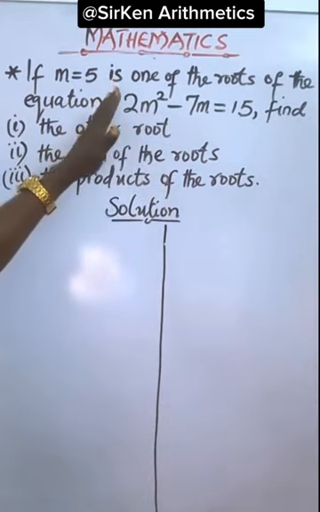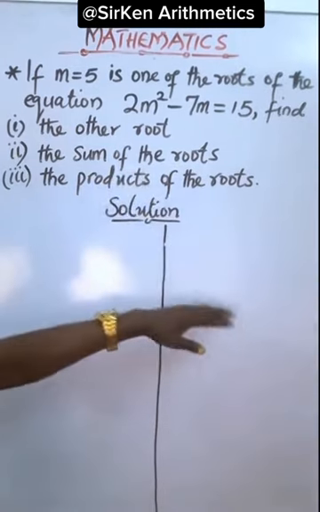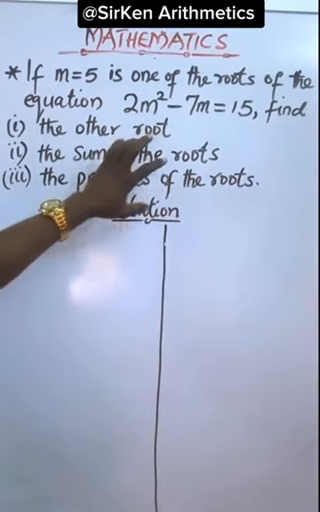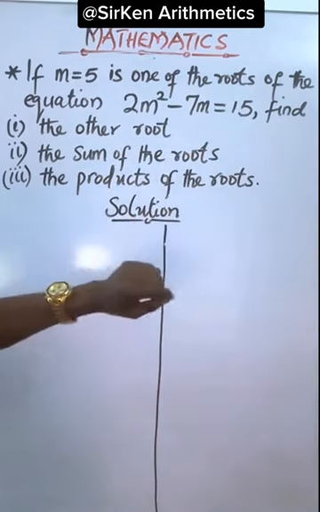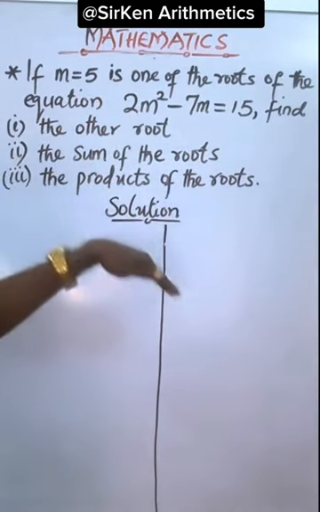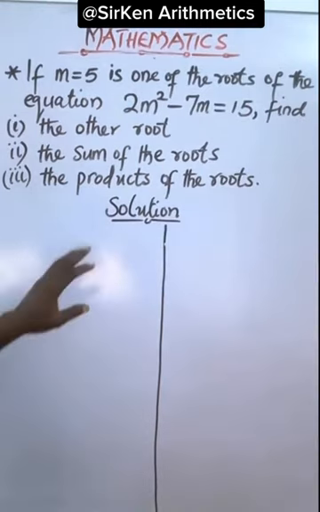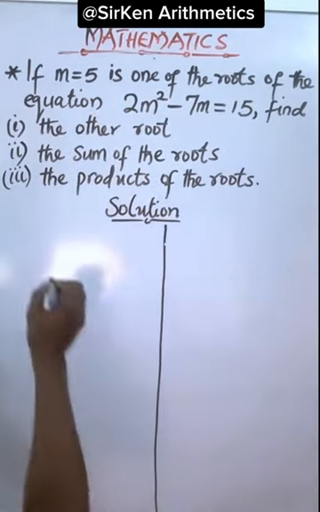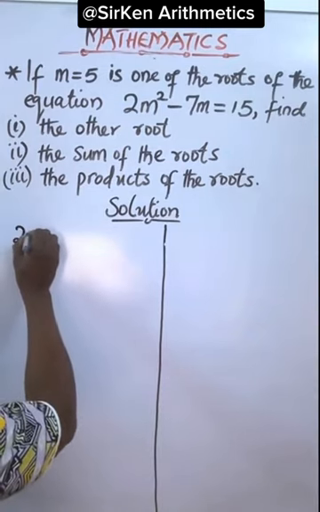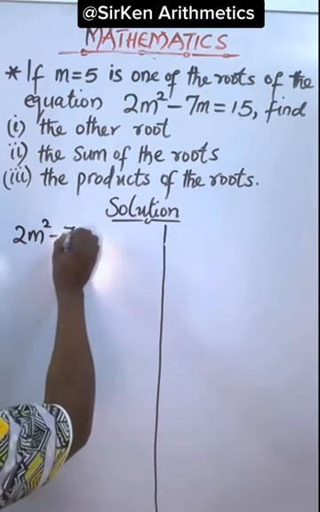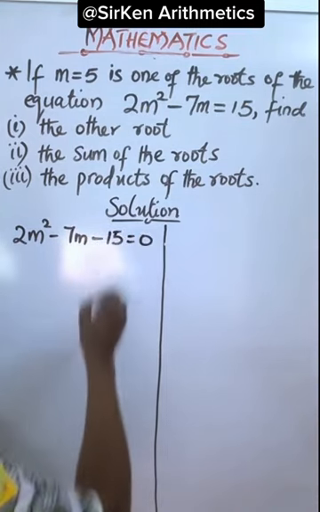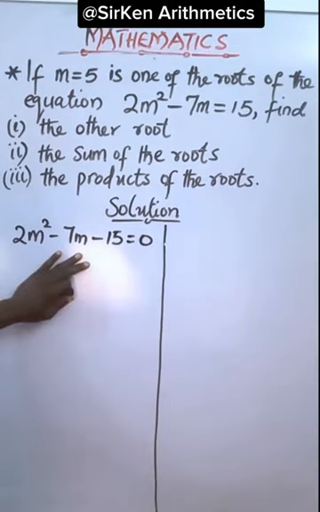You can solve this in the normal mathematics way, or you can solve it using the Vieta's formulas approach. Now, if you use the Vieta's approach, it's shorter and straight to the point. But if you use the normal approach, it's a bit longer. For me, I should go with Vieta's approach because it's shorter. How? I will rewrite the question: 2m squared minus 7m minus 15 equals 0. I have to put it properly in quadratic equation form.